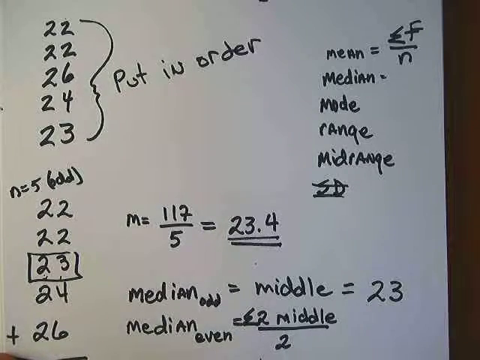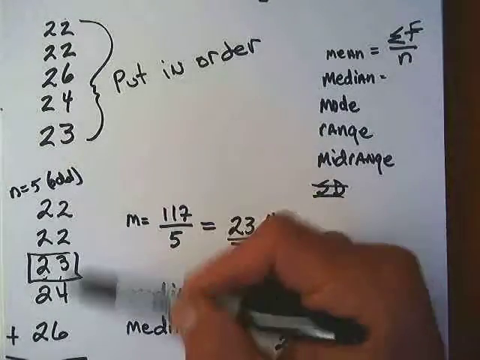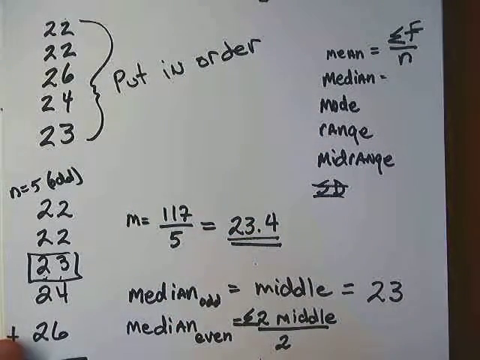Mode. Just remember with the mode, it's the most. They both start with MO. It's the number that shows up the most. More than one term can be in your mode. Do not put 0 for your mode, because some teachers will mark that wrong. If there's not a mode, some students will put 0 and the teacher will mark it wrong. So don't put 0. Say none, or say does not exist. Put a word, not the number 0.